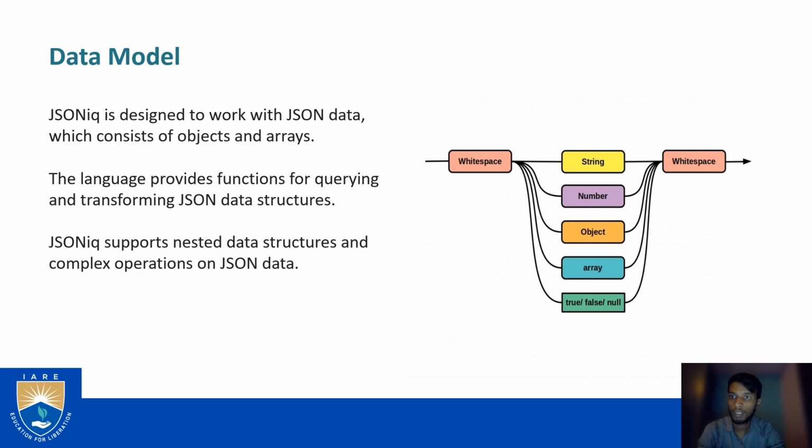Data model. JSONiq is designed to work with JSON data, which consists of objects and arrays. The query language provides functions for querying and transforming JSON data structures. JSONiq supports nested data structures and complex operations on JSON data.